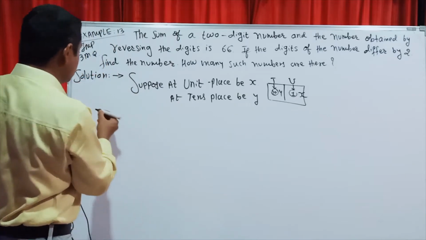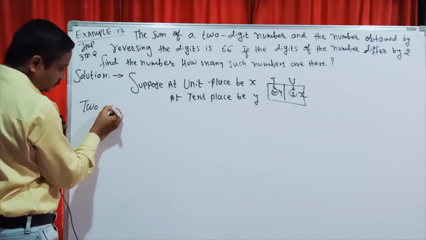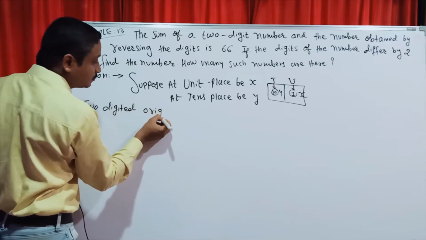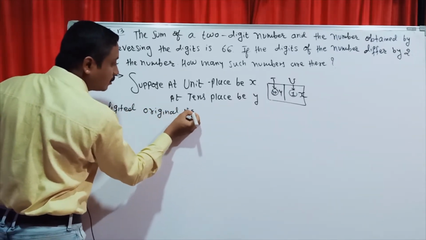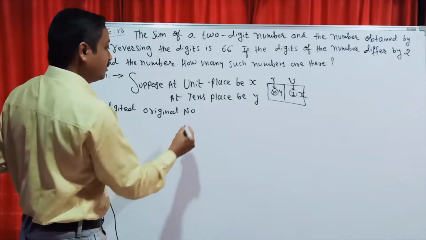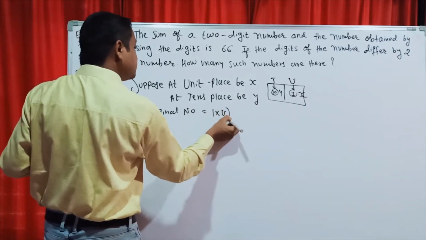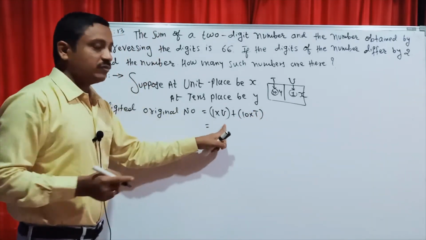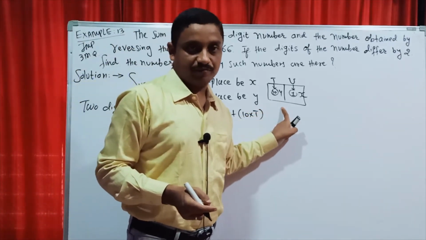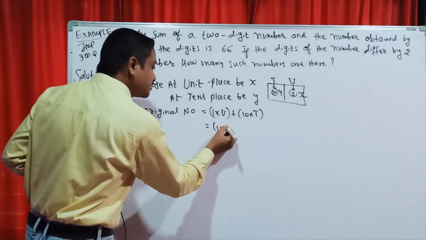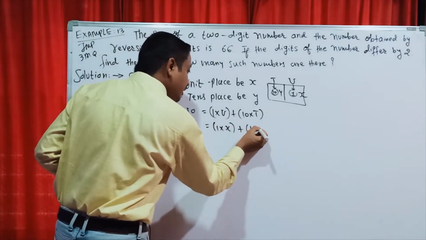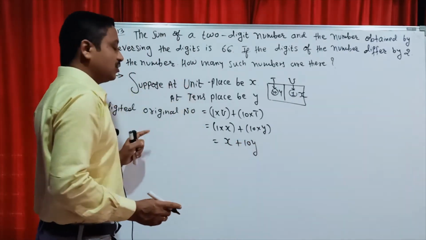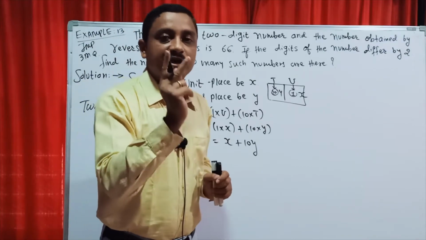So my number is two-digit. Original number, I am just reading the original number. It is 1 into unit place plus 10 into 10 place. This equation you should know by heart from this table. So 1 into x and 10 into y, so you get x plus 10y. That's my original two-digit number.